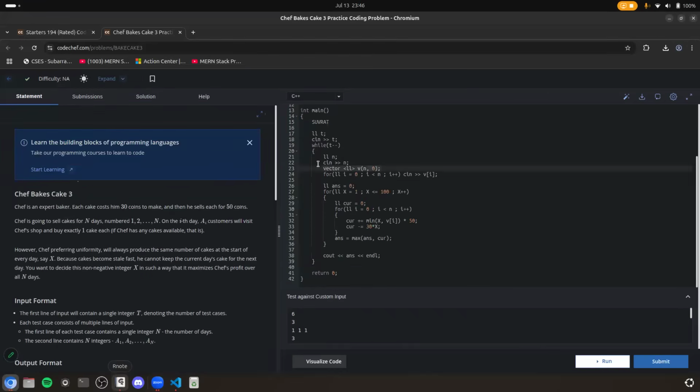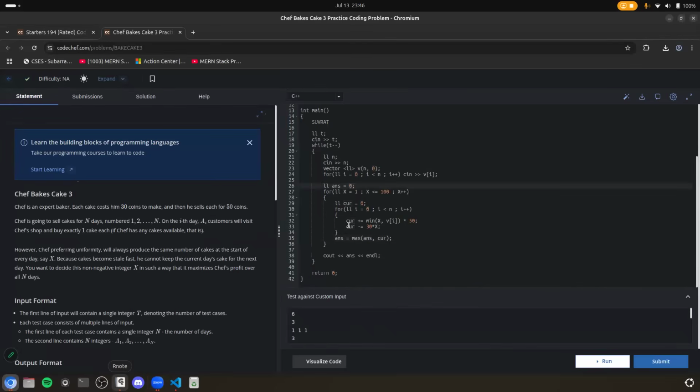Basically, we take the vector input and we check for all X from 1 to 100, and current would be the current profit for this certain X. For each day, we calculate each day's profit. It would be the number of cakes we sold into 50 minus 30 into X. And answer would be maximum of answer and current.